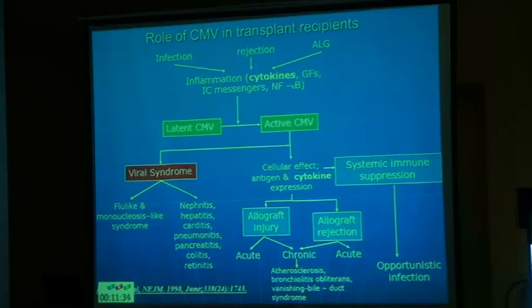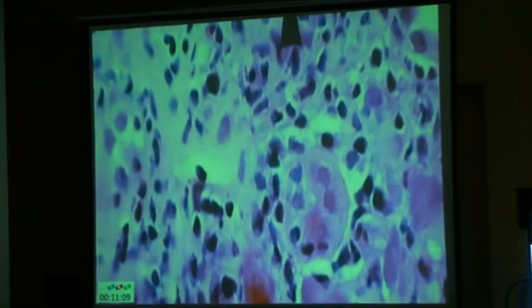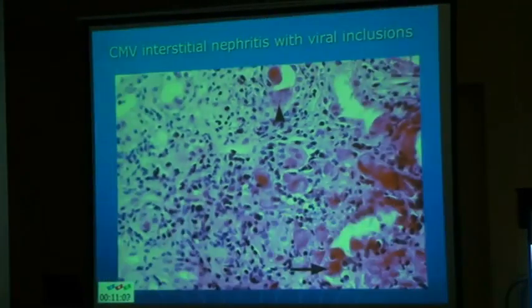It's very likely that you don't get cytomegalovirus alone. It's usually associated with other infections. So it is stimulated by cytokines, and it itself produces cytokines. And also you get a 10% increased incidence of Epstein-Barr virus-associated lymphomas. It is said to increase the risk of post-transplant diabetes mellitus and to produce an accelerated course of hepatitis C virus. And this is how it appears in the biopsy specimens.